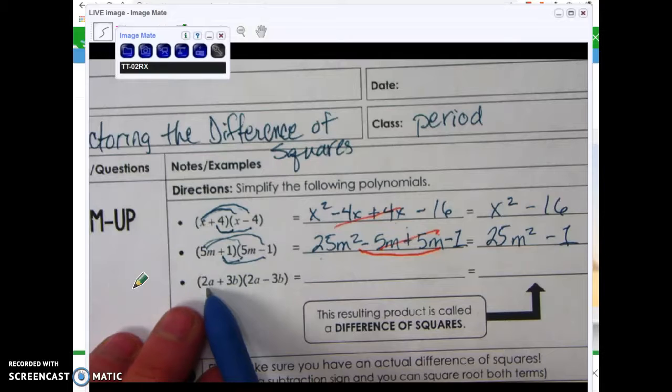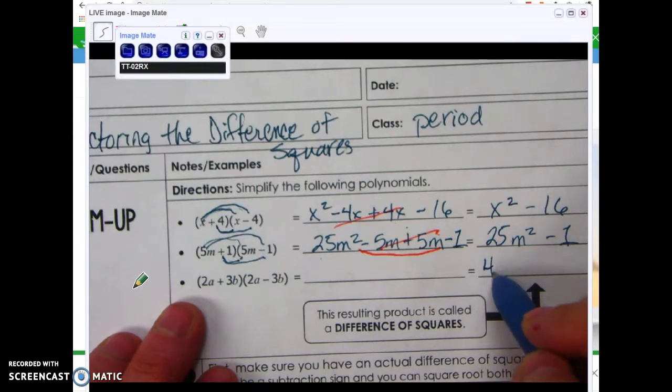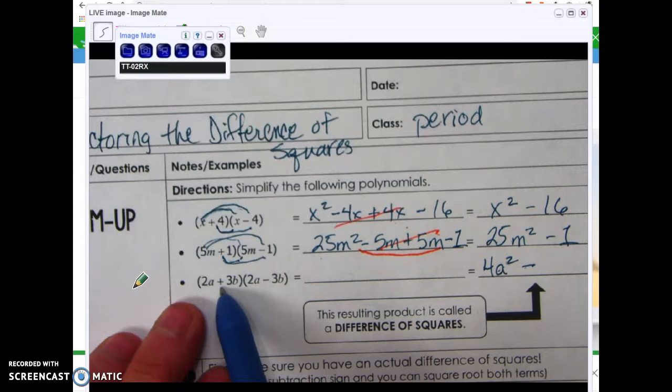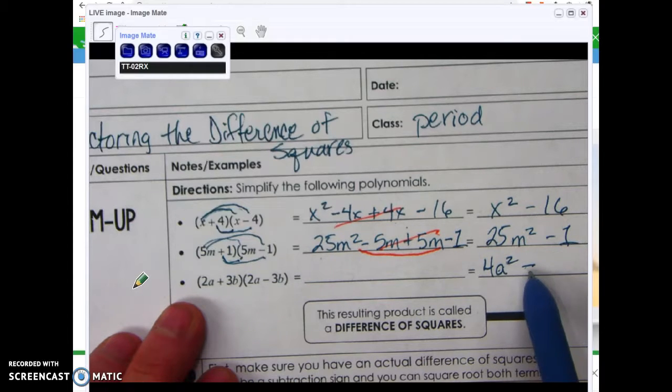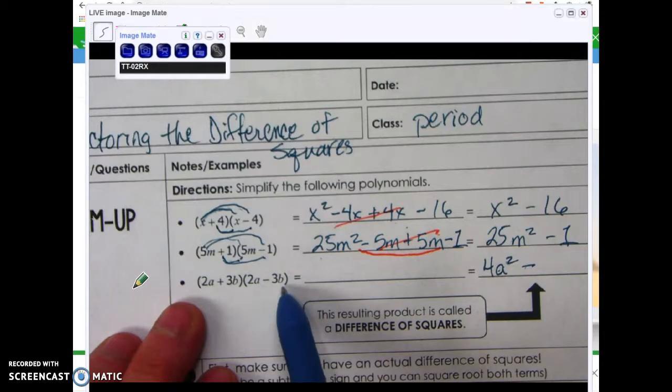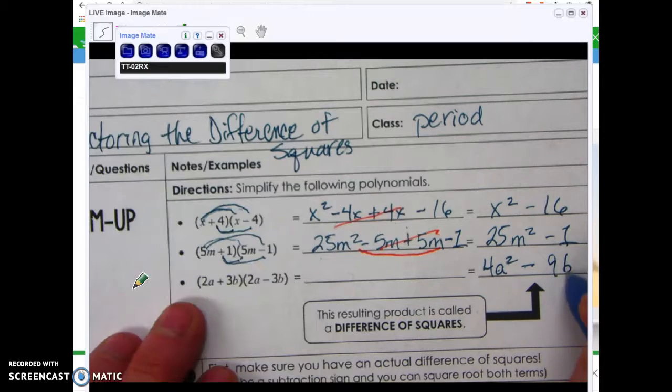It is going to be 2a squared, which gives me 4a squared, because 2a times 2a is 4a squared. And then it's going to be a minus. It has to be a minus because positive times a negative is always going to be a negative. Then I square the 3b. 3b times 3b is 9b squared. Now I skipped the middle step, so we're going to go backwards to prove how that worked.